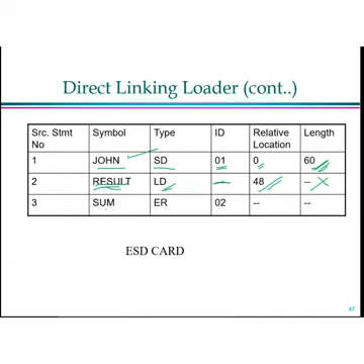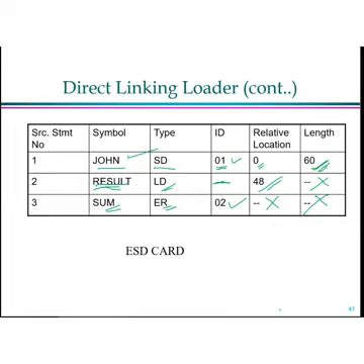Then the third symbol is coming with the extern keyword, sum. So that's the reason the type of this symbol is external reference, because it is coming with the pseudocode extern. And see, your first symbol is taking ID as 1, so this symbol is taking ID as 2, unique ID as 2. And for an external symbol, you don't know the address. That's why the address field, relocation field, is blank. You don't know the length, so the length field is also blank. So this is the way you can maintain the ESD card.